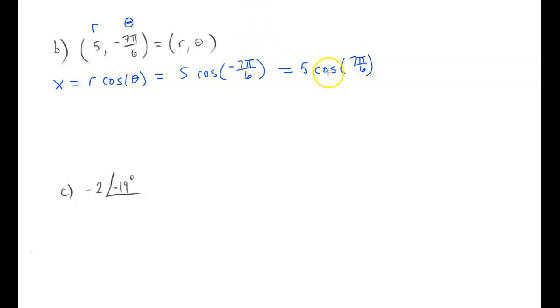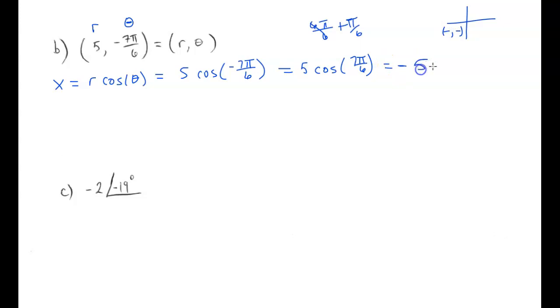And now we note that 7 pi over 6 is actually an angle that is in quadrant 3. Okay, because we know that 7 pi over 6 is 6 pi over 6 plus another pi over 6. And of course, 6 pi over 6 is just pi. And that puts us on the negative x-axis. And then we go another pi over 6 here. So we know that this angle is in the third quadrant. And cosine is negative in the third quadrant because x values are negative in the third quadrant here. Okay, so that's what I'm saying.